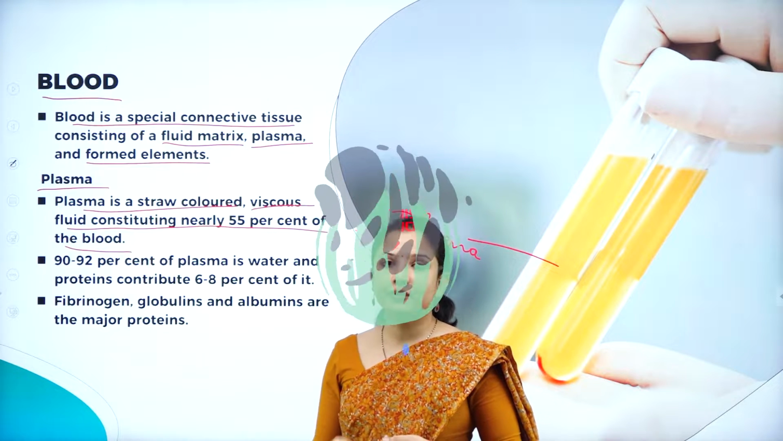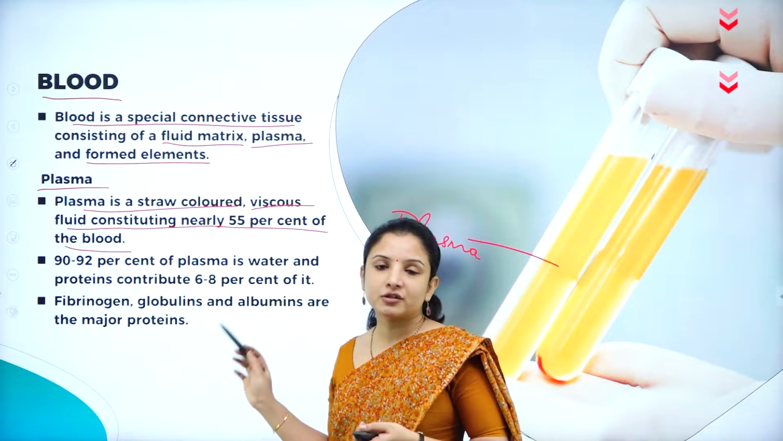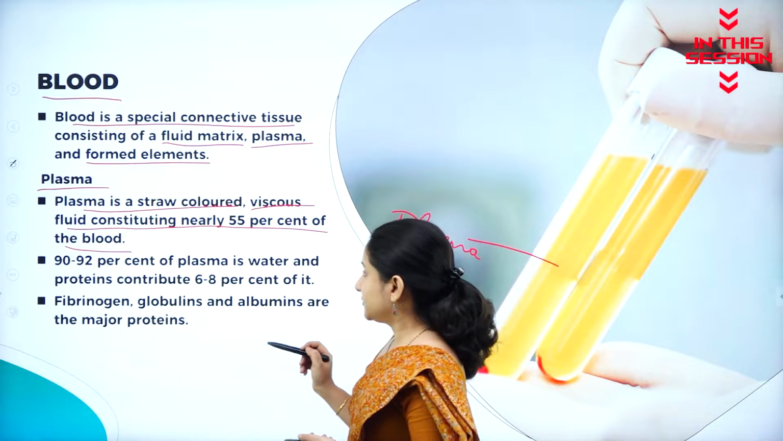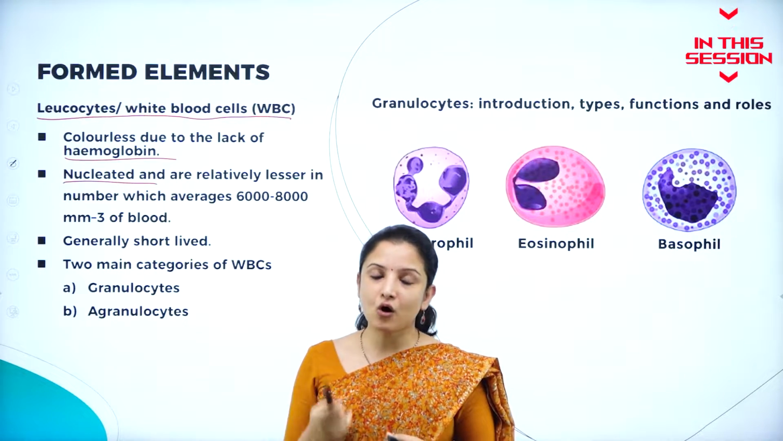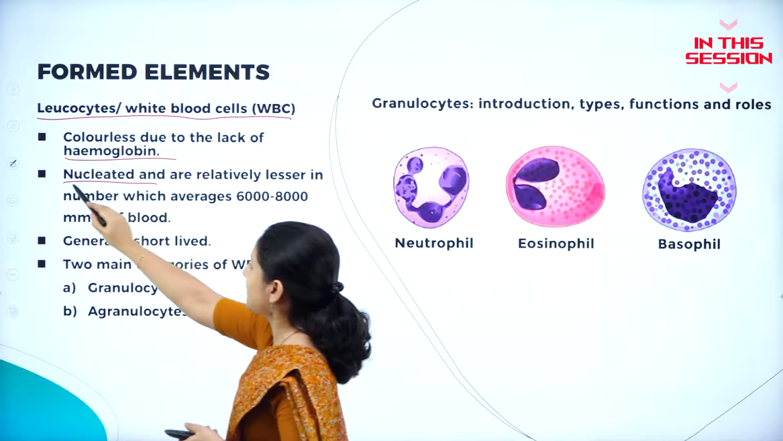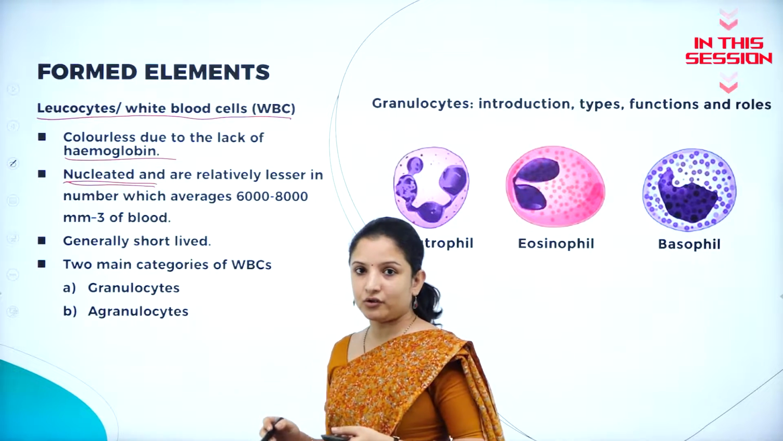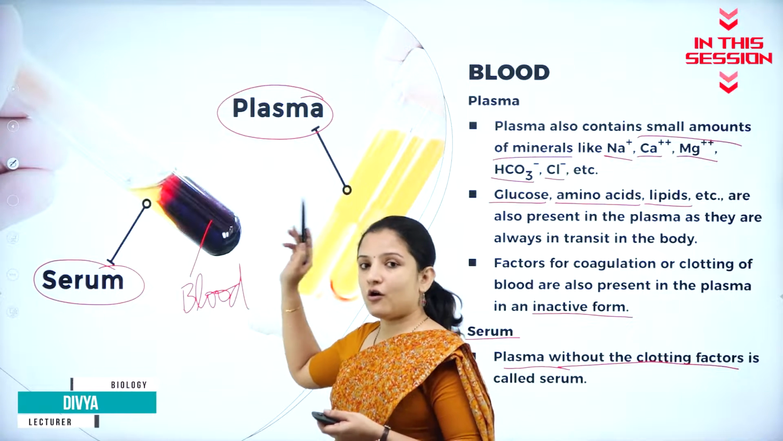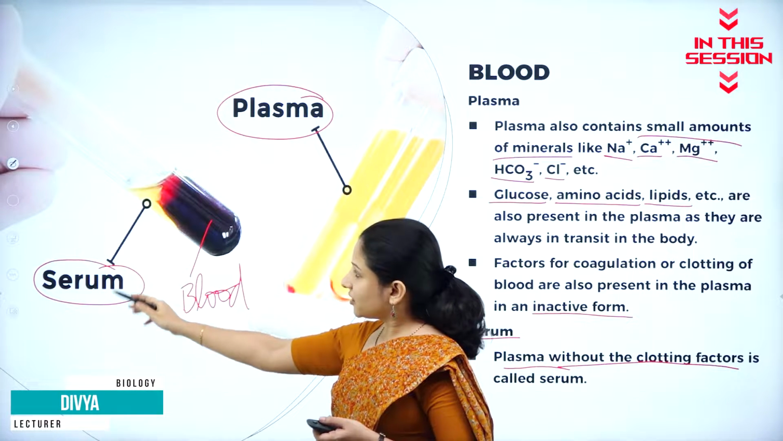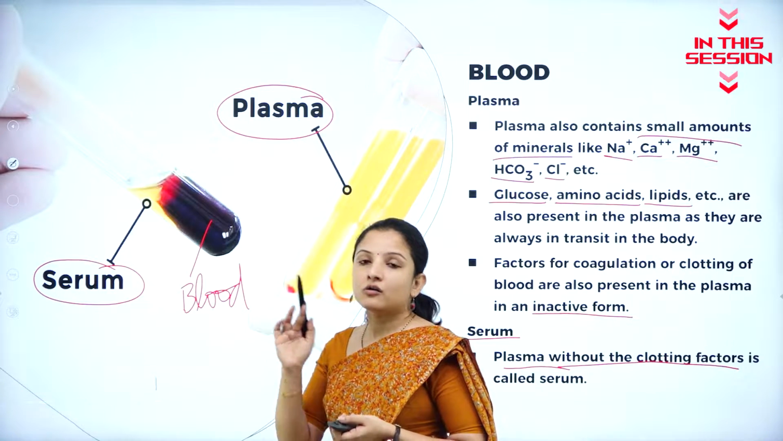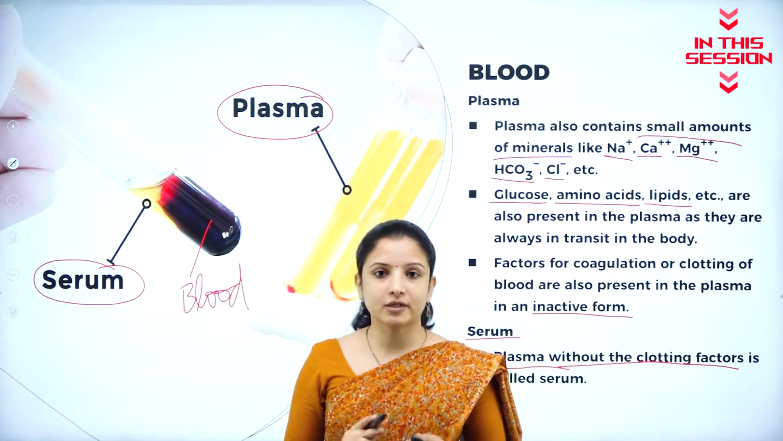Nearly 55% of the blood is constituted of plasma, or it is made up of plasma. The RBCs are non-nucleated, they do not have a nucleus, whereas the WBCs are nucleated, they have a nucleus. Plasma contains coagulation factors or clotting factors, but serum is also a form of plasma which does not contain the coagulation factors or the clotting factors.